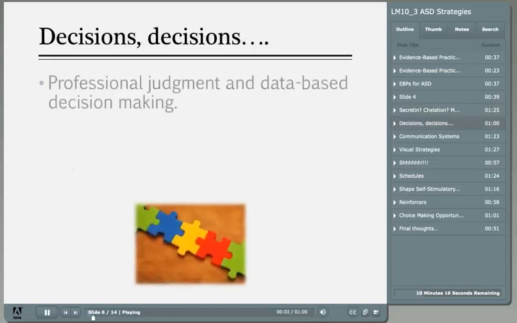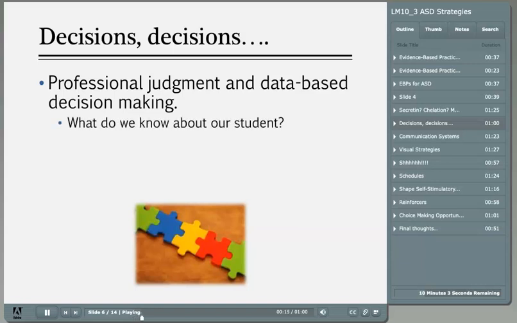Research findings are essential, but not the only component of evidence-based practices. Professional judgment and data-based decision-making regarding the practices that you use in the classroom are key. Professional judgment includes your experience working with children with ASD and your awareness and understanding of the interventions that have been effective in the past. Knowing what is effective for one student with autism may not be effective with another student with autism, and we need to use our knowledge of what is effective for each individual.